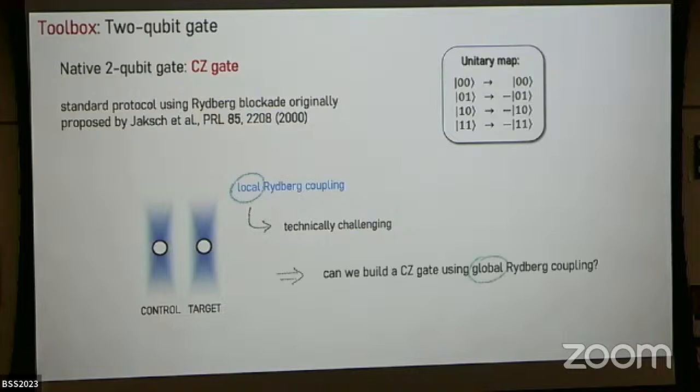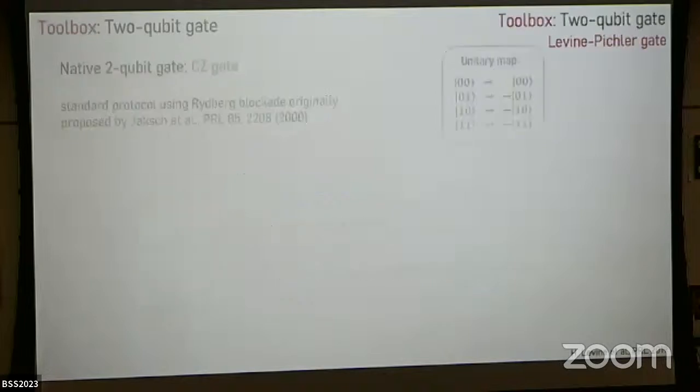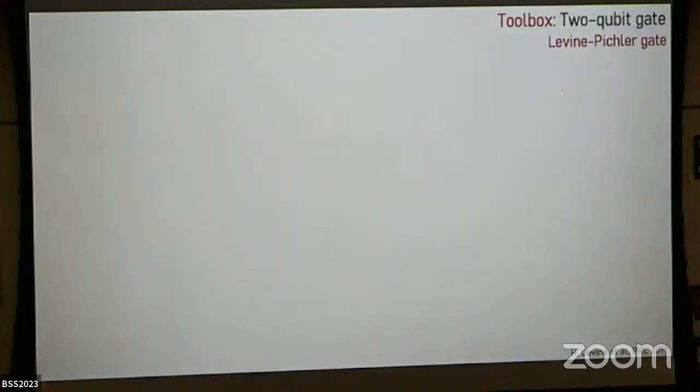So the question is, can we realize this kind of gate, this CZ gate, only using global Rydberg coupling? So what I showed you in the past few days, that all the atoms are homogeneously coupled to the Rydberg state, which is much easier to do in the experiment. Okay, so this is something that was realized in 2019 with this protocol that we call the Levine-Pichler gate, for the people that invented it.